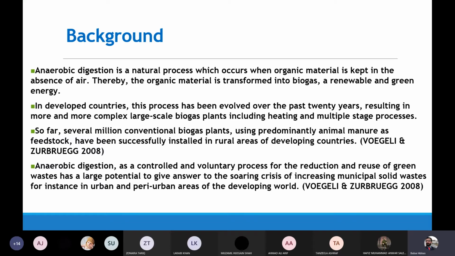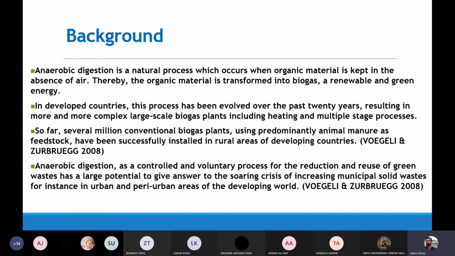So the developed nations adopted it 2 to 3 decades ago, and they are now at a stage where they are dealing with large-scale, complex biogas plants. We are not even using the simple, basic digester, even at the laboratory scale. We have negligible or trace quantities of biogas plants.